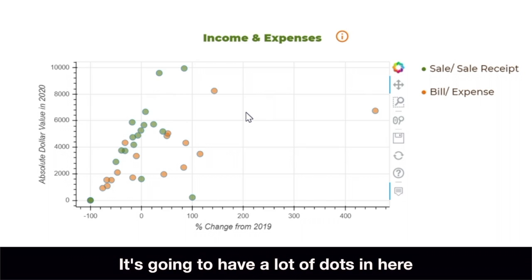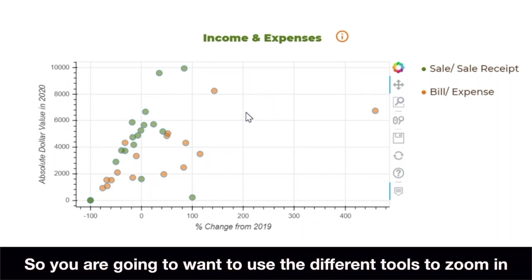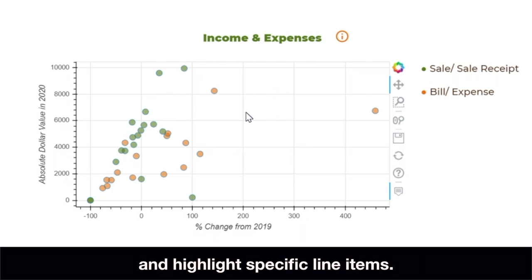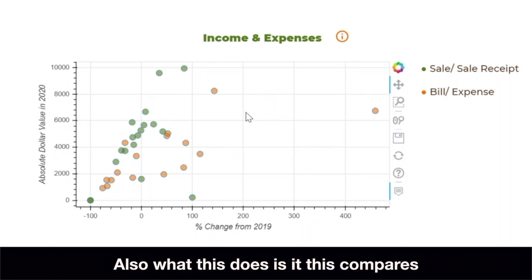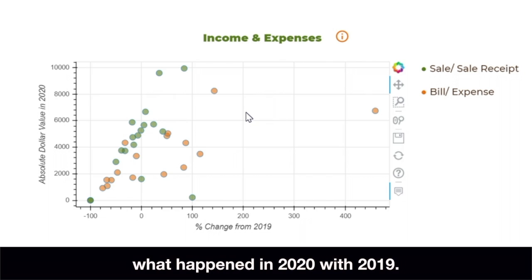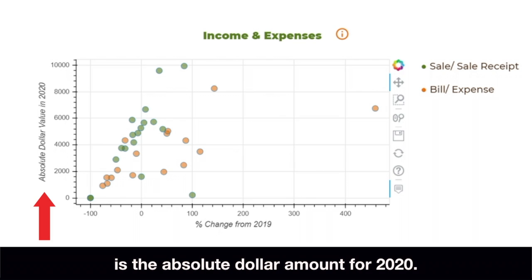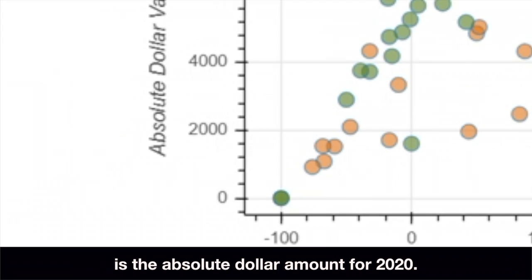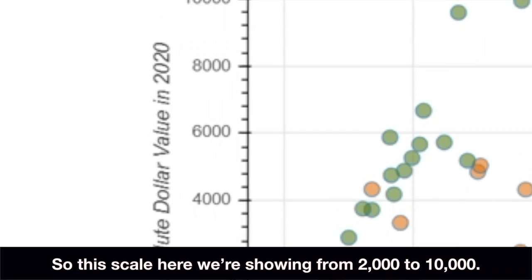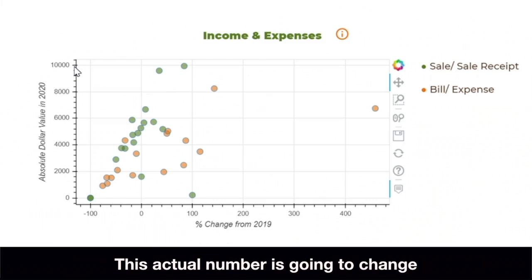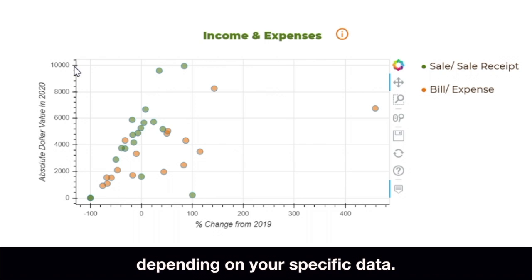It's going to have a lot of dots in here and it is going to get very crowded. So you are going to want to use the different tools to zoom in and highlight specific line items. Also, this compares what happened in 2020 with 2019. At the left-hand side and at the bottom you'll see what it's showing you. On the left-hand side, it notes that the scale is the absolute dollar amount for 2020. So this scale here we're showing from 2,000 to 10,000. This actual number is going to change depending on your specific data.